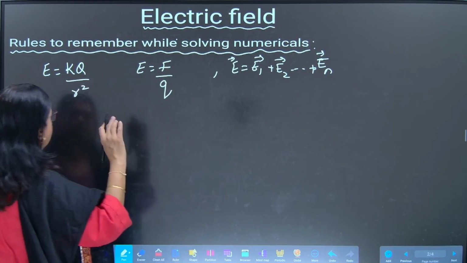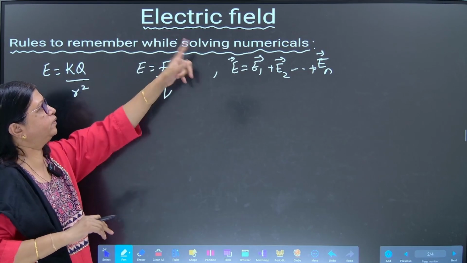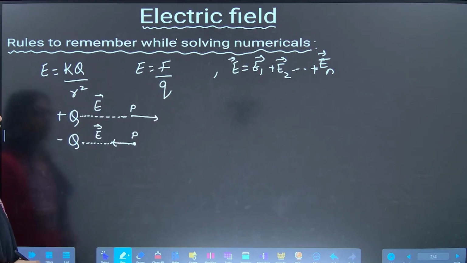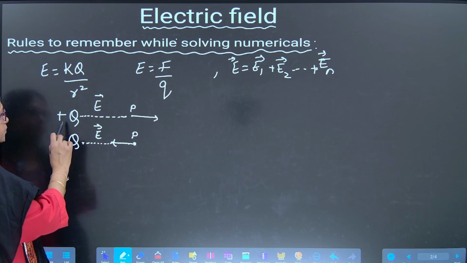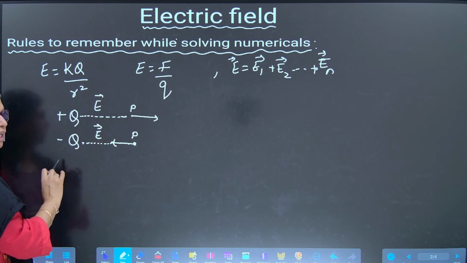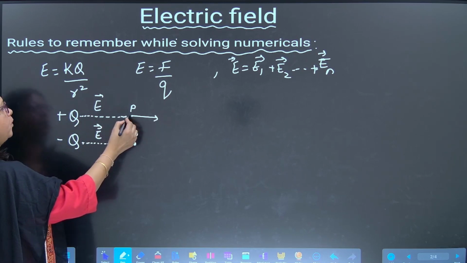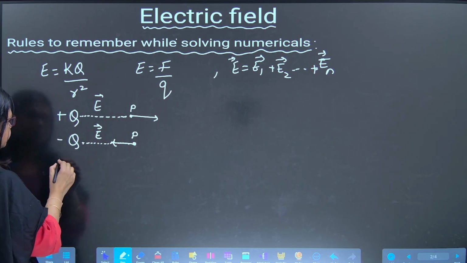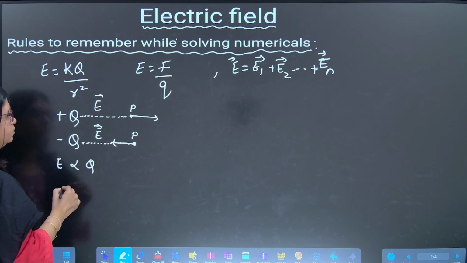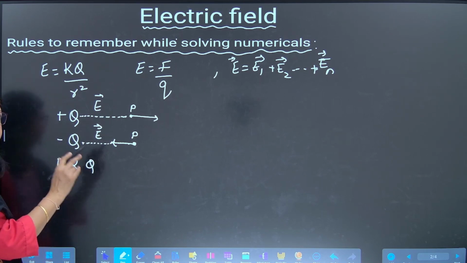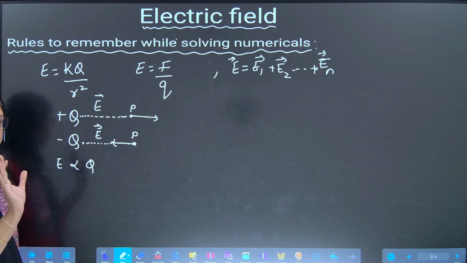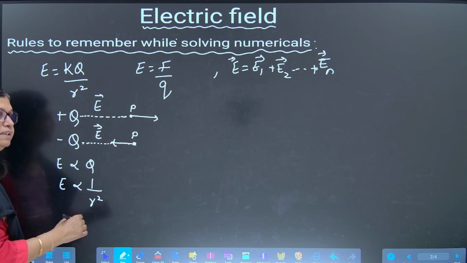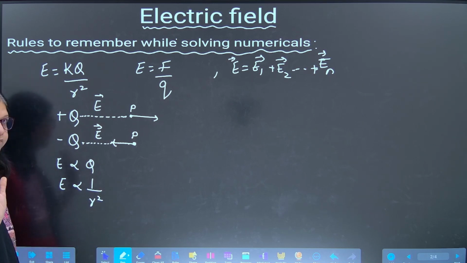Okay, the next thing is, whether you are asked for a single charge or for multiple charges, the first thing you have to do is find where the point is and where the charge is. If the charge is positive, go radially outwards. If the charge is negative, go radially inwards, but from the point, remember that. Then another thing to remember is E is directly proportional to Q. That means the bigger the electric charge, the bigger the electric field. E is also inversely proportional to R square. That also we have to remember.